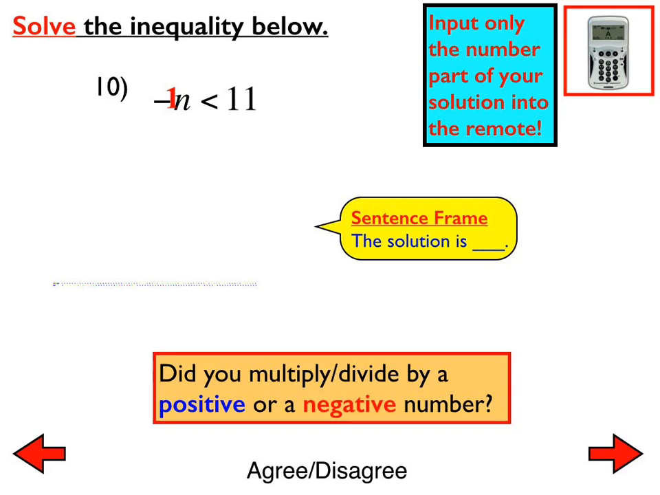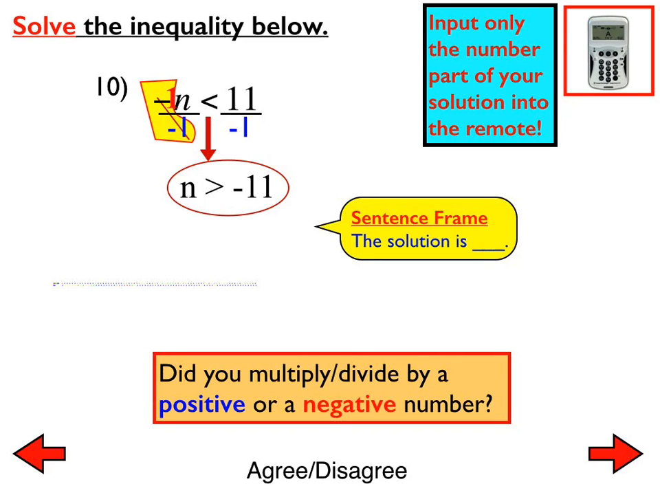We obviously have to divide both sides by negative 1. And since we divided by a negative number, anytime we multiply or divide by a negative number, we must flip the inequality symbol so that we have a true statement. So the solution is n is greater than negative 11.